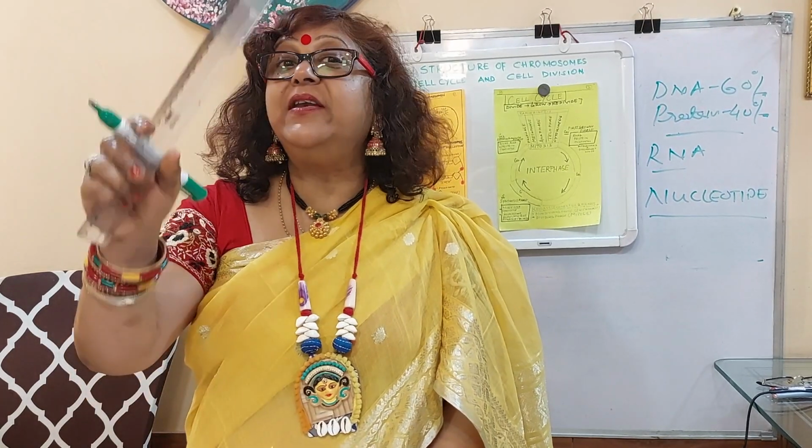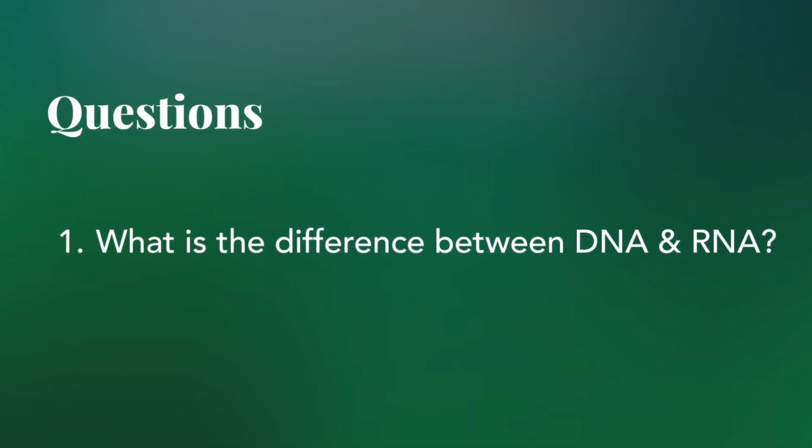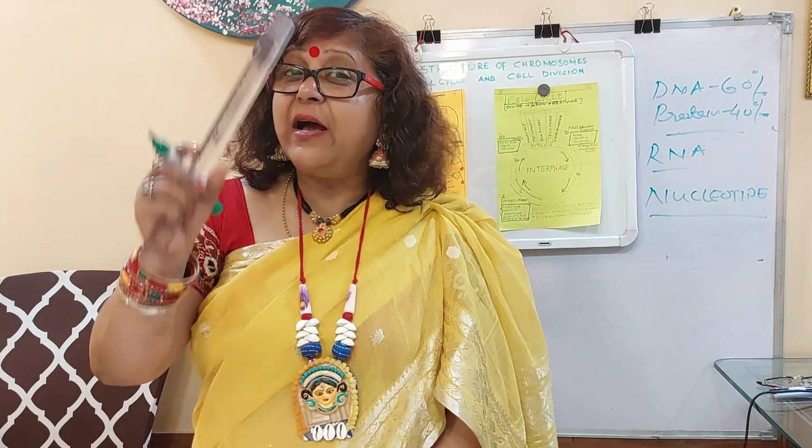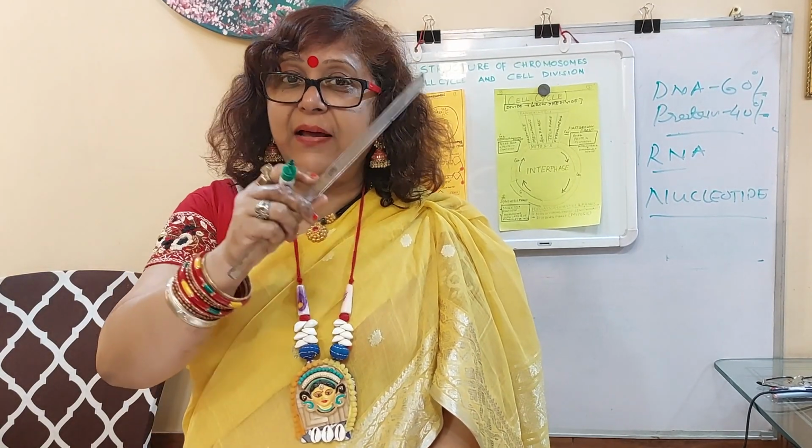If they ask you the difference between DNA and RNA, again an important question, you can give it in terms of the nitrogen base. And what are nitrogen bases? Nitrogen bases are the components of a nucleotide. What is a nucleotide? A nucleotide is made up of a phosphate group, a pentose sugar and the nitrogen bases. And these all are the parts of a chromatin.